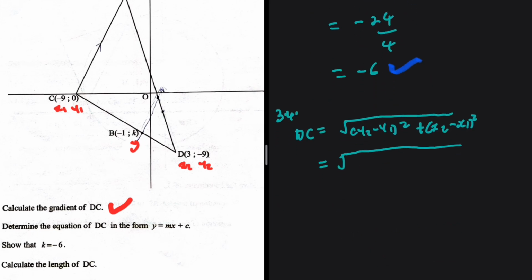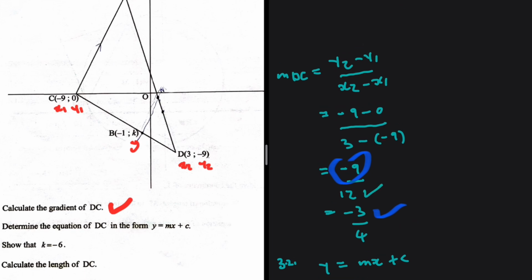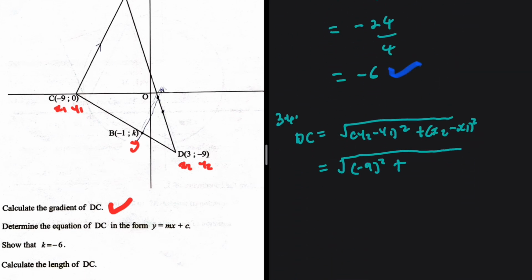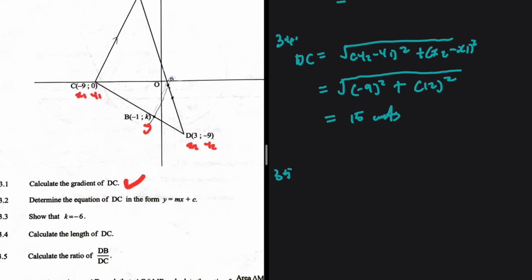So here I have minus 9 squared plus x2 minus x1 is plus 12. So I have plus 12 squared. So now you just put that in your calculator, and DC is equals to 15 units, right? And then 3.5, calculate the ratio of dB over DC.